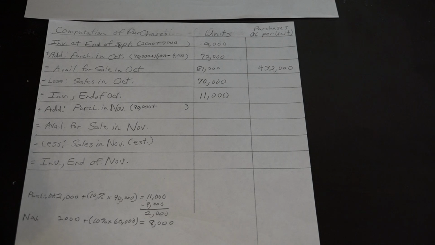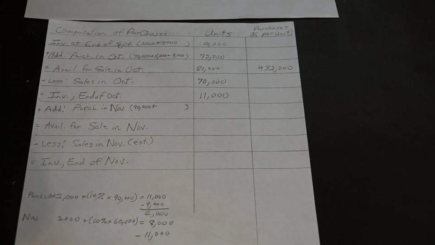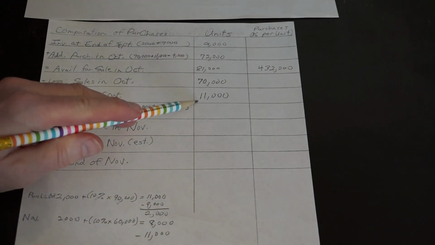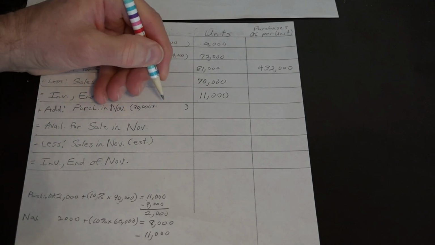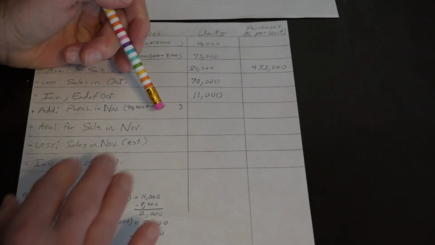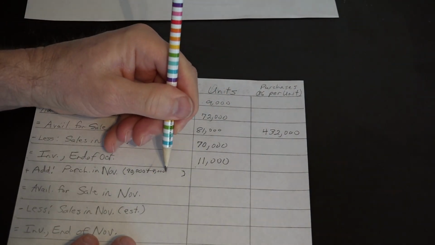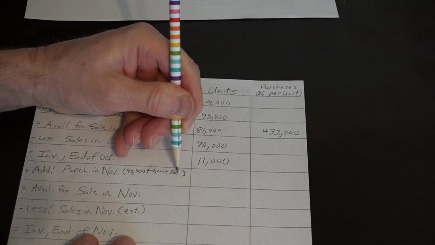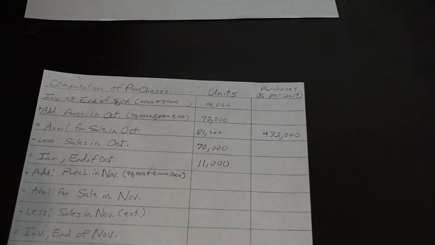And from that, what we're going to do is subtract 11,000, which is our number right here, our ending inventory as of October. So it's 90,000 plus 8,000 minus 11,000. So you're going to end up with 87,000 units.